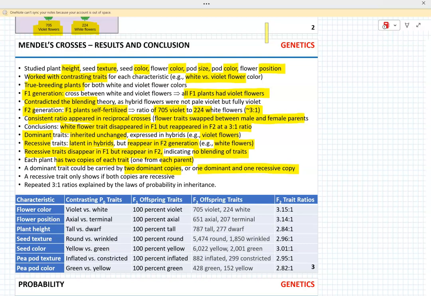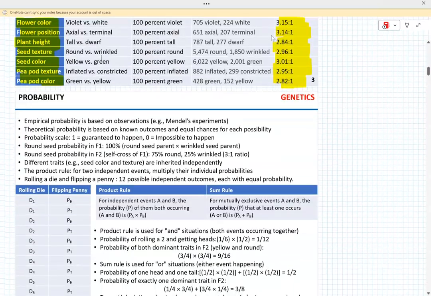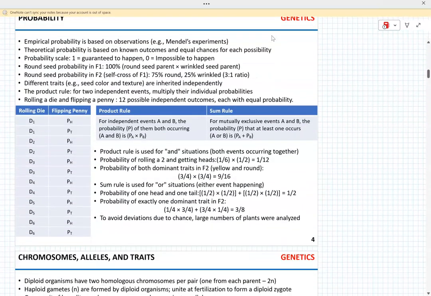A recessive trait can only be discovered if both copies of the gene, both alleles, are recessive. The 3-to-1 ratios were repeated among different traits, as you can see here, and this ratio was later explained by the probability laws that govern the formation of gametes. So now let's briefly talk about probability.